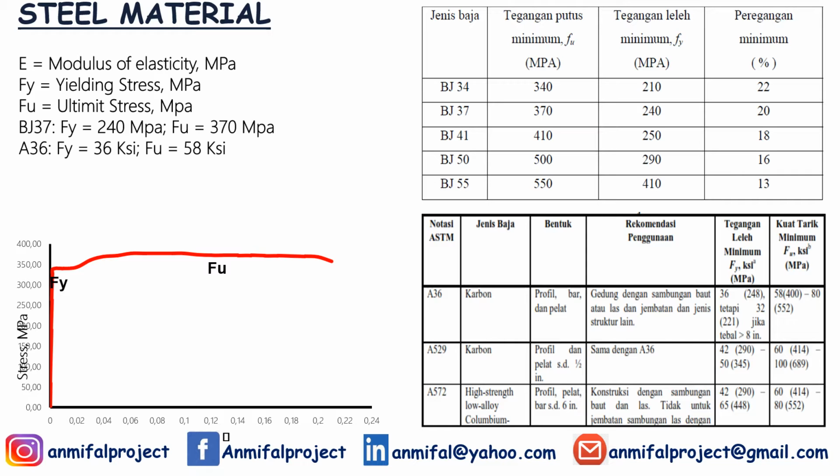Okay, from the steel material we can find some parameters such as the modulus of elasticity E, the yielding stress Fy, and the ultimate stress Fu. Of course, in the design of steel structures, two parameters, the yield strength and the ultimate stress, are the most important to be considered.